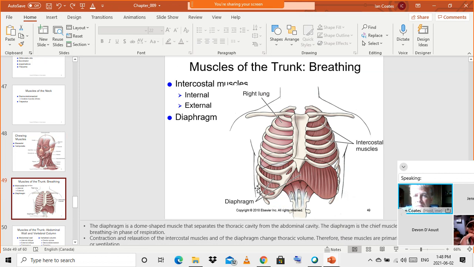We've got muscles of the trunk and breathing. Here are your intercostals. We'll get into lungs and all that. Your diaphragm is this flat pancake muscle there that separates the digestive tract from the respiratory area right here.